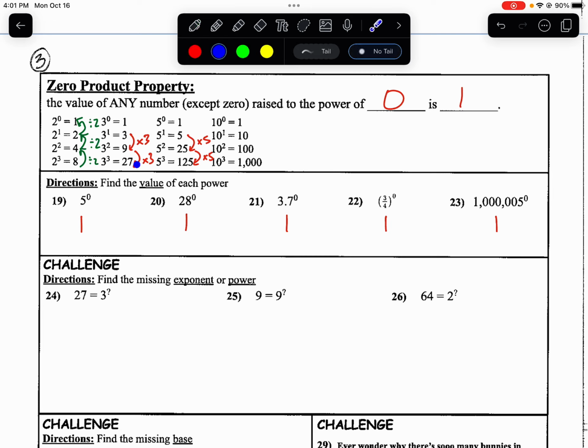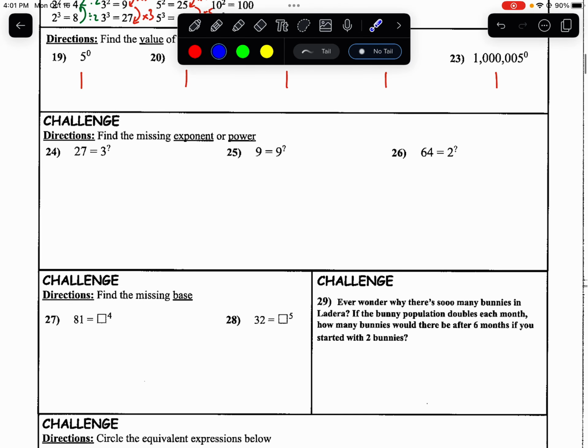Same works over here. 27, if I divide by 3, I get 9. If I divide that by 3, I get 3. And what do I do there? I also divide by 3 again, and I will get 1. So that's how the zero power property works. All right, let's get to some of the challenges.